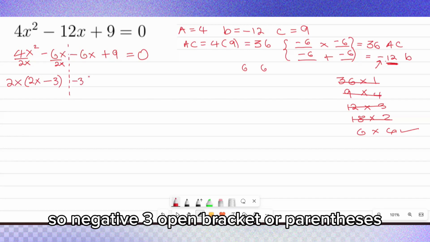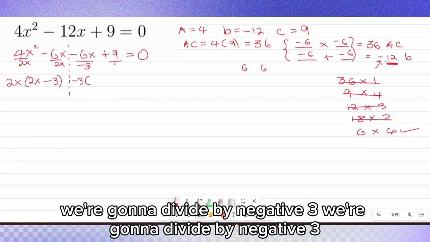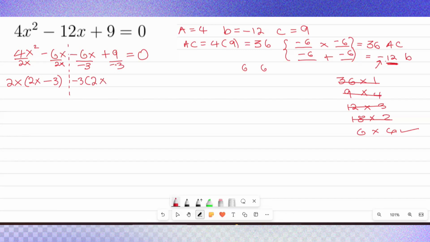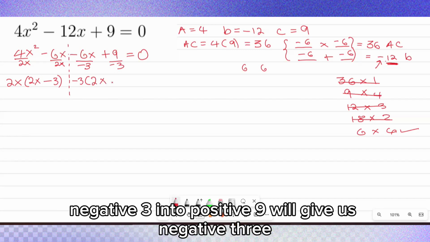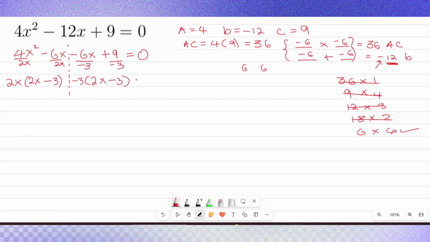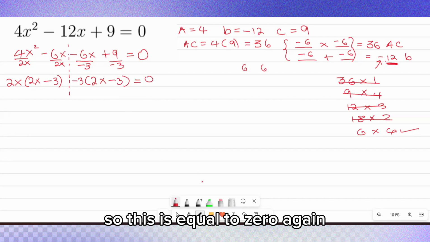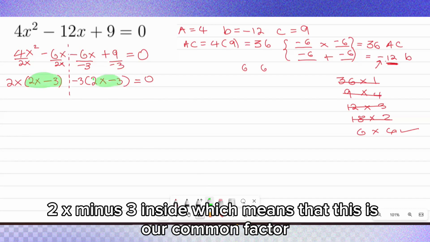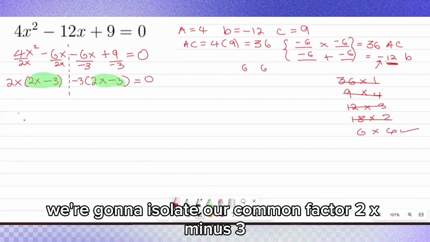Negative 3 seems like it works here. So negative 3, open parentheses. We're going to divide by negative 3. So negative 3 into negative 6x is going to give us a positive 2x. And negative 3 into positive 9 will give us negative 3. So this is equal to 0. Again, we're noticing that the parentheses have the same 2x minus 3 inside, which means that this is our common factor. We're going to isolate our common factor, 2x minus 3.